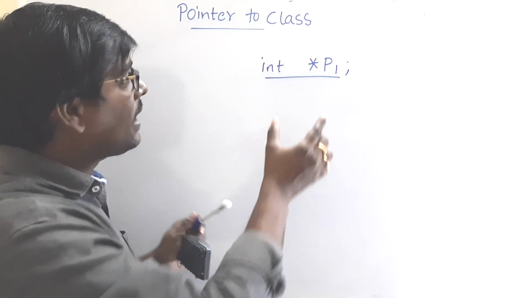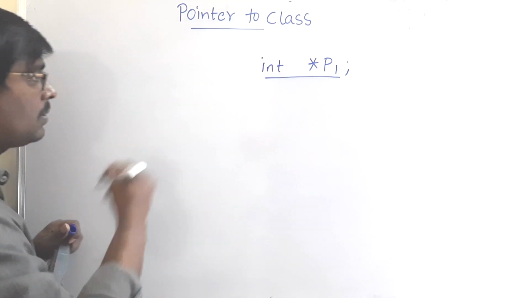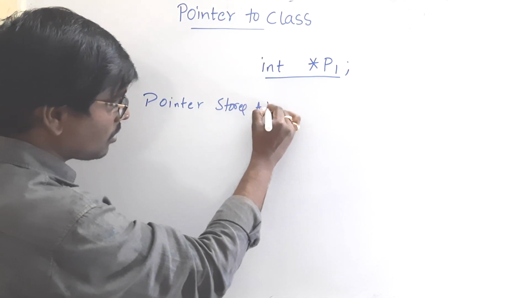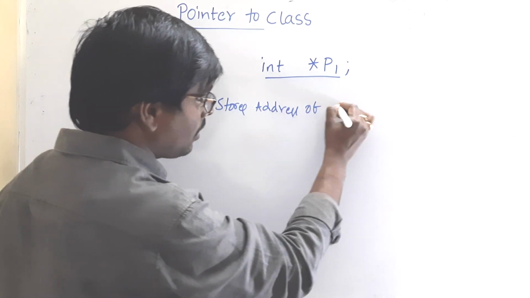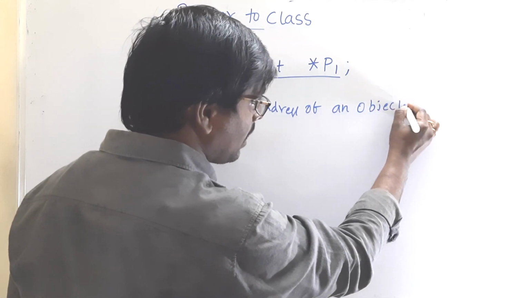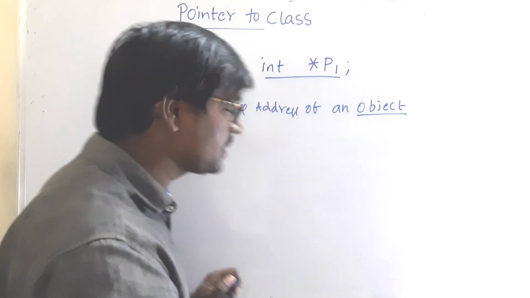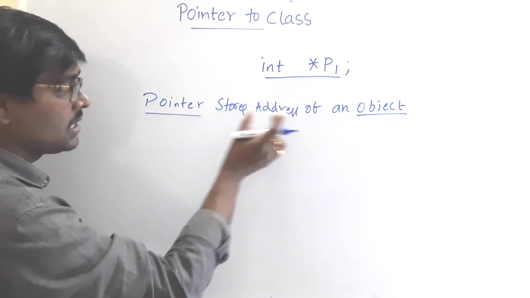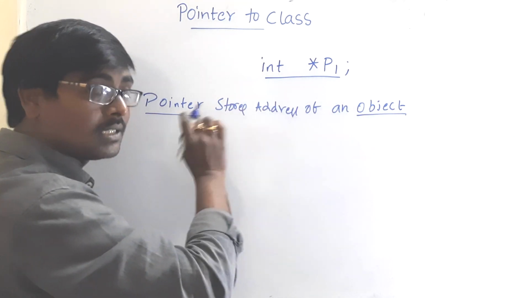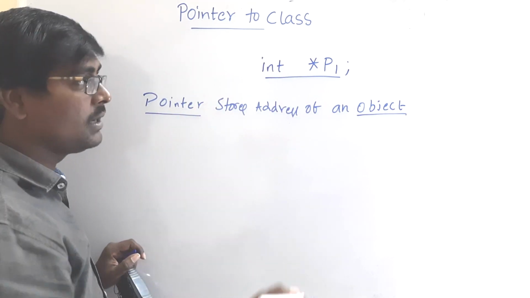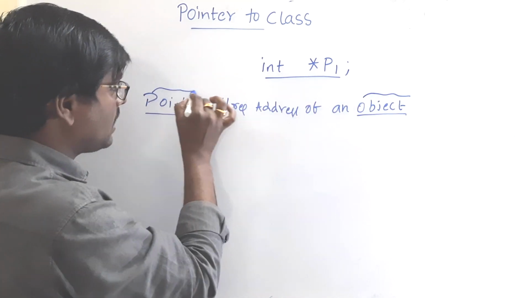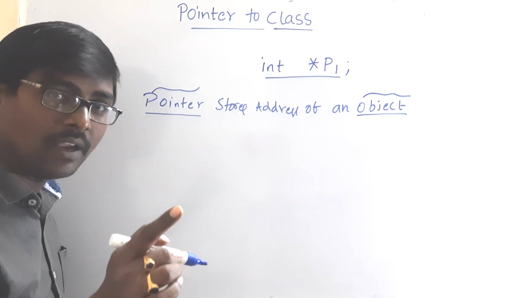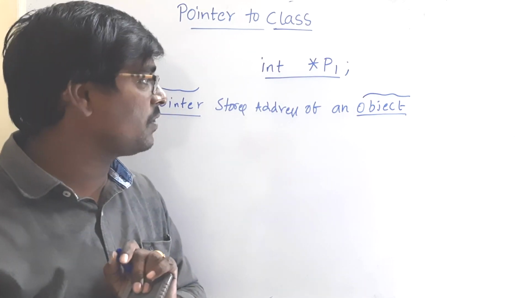Now, how to access the members of a class? So remember, a pointer stores the address of an object. Why? Because an object is of type class, so compulsorily the pointer is also of type class. That is the reason the pointer stores only an object address, it doesn't store any variable address here. Because this data type and this data type must be the same, which is class. Here class is a user defined data type.